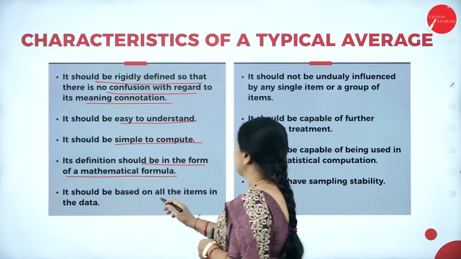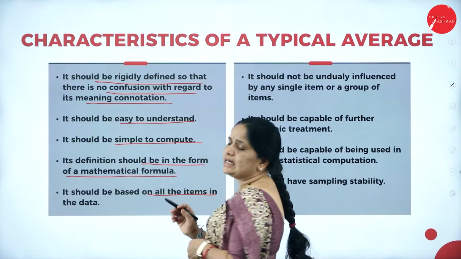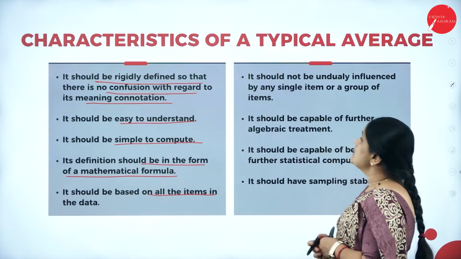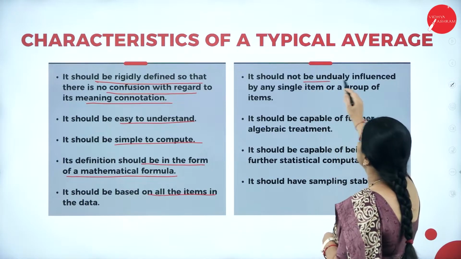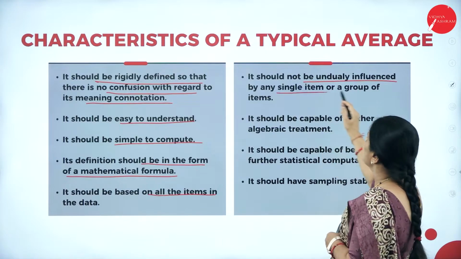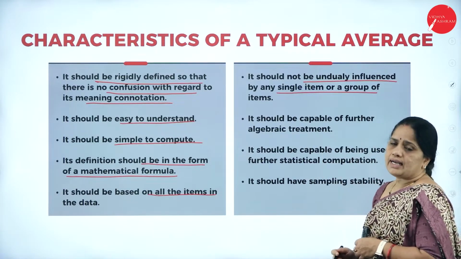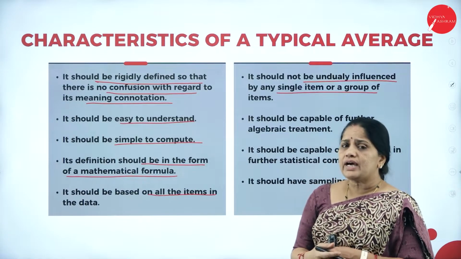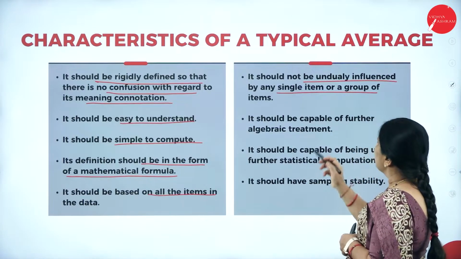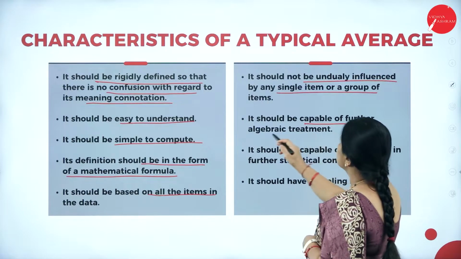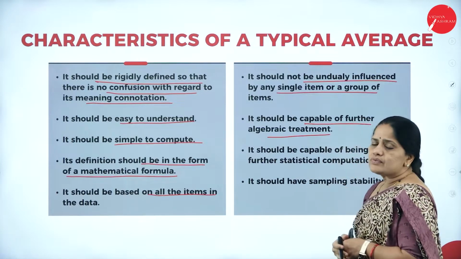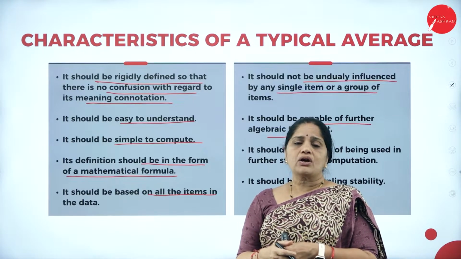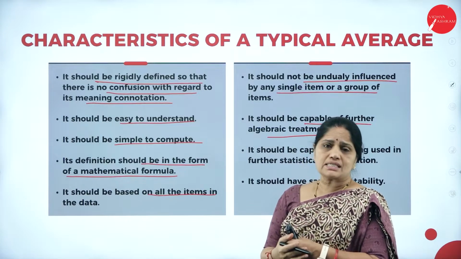Then it should be based on all the items in the data. Whatever the data we have, it should be a representation of all the items, and it should not be unduly influenced by any single item or a group of items. So there should be no influence of any one of the items of the group. Then it should be capable of further algebraic treatment. That is, whenever you calculate an average, based on that average, we can also calculate various other statistical values.